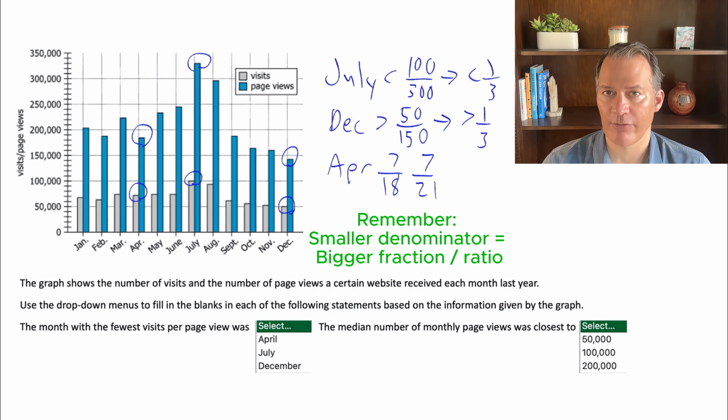So now we know July is less than 1 to 3, December is more than 1 to 3, and April is also more than 1 to 3. That means July has the smallest ratio.